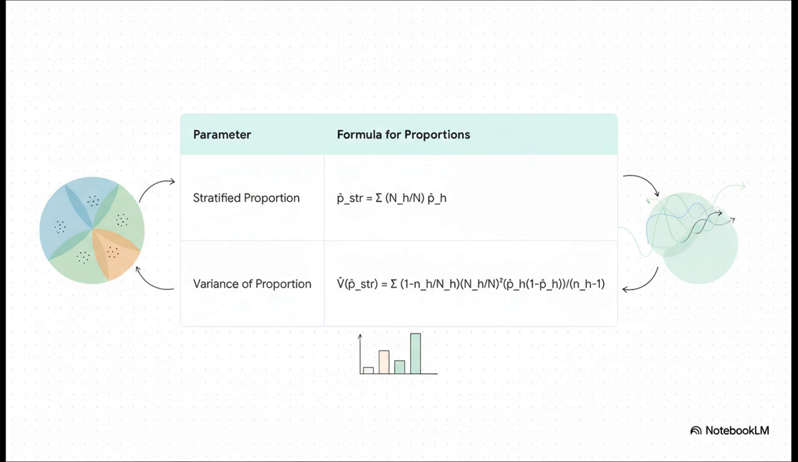The estimated proportion, p hat star, is just a weighted average of the sample proportions from each group. And look at the variance formula. It has the exact same structure as before. We've just swapped out the sample variance term, s squared, with the specific variance formula for a proportion, which is p hat times 1 minus p hat. It's a perfect example of how the same core statistical ideas work for different kinds of data.